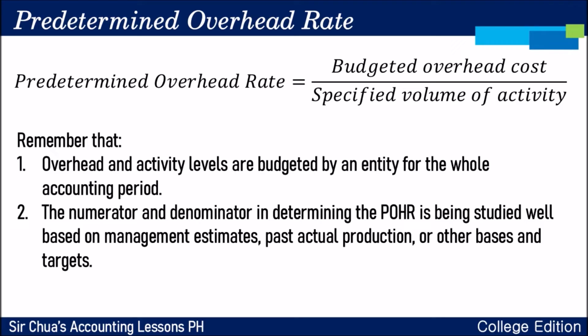Dahil, syempre, ang requirement po ng generally accepted accounting principles for financial reporting purposes is, syempre, talagang actual cost ng product. Okay? And then, the numerator and denominator po ng ating pagkuha ng predetermined overhead rate is hindi naman po yan basta-basta kino-compute lang. It's being studied well, galing po saan? Management estimates, past actual production or past experiences of the entity and other bases and targets. Now that we have mentioned about other bases and targets, let's talk about those.